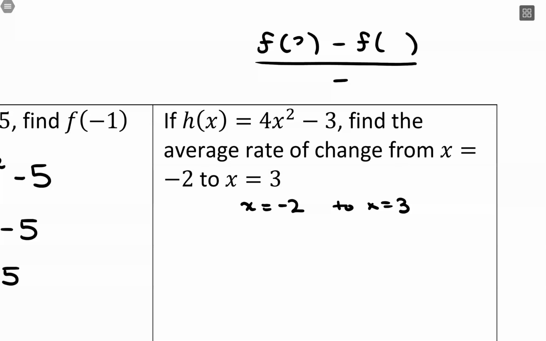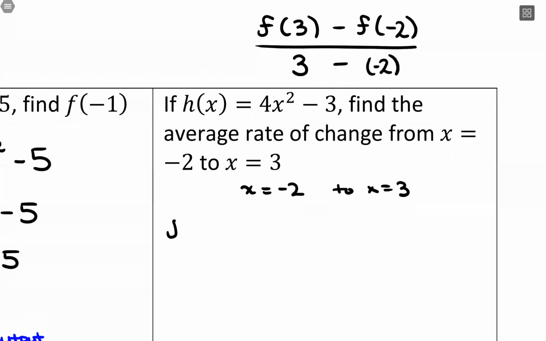So let's say I put 3 there. So if I'm looking for f of 3 first, then I want to have 3 first in the denominator. And then f of negative 2, and then I'll put negative 2 as the second piece in the denominator. So let's find f of 3. So our function, oh sorry, this is going to be using h, but same idea. I'll just change those to h's and it all works out.